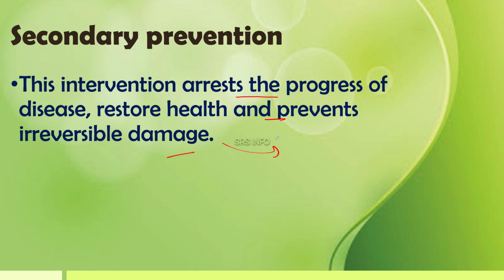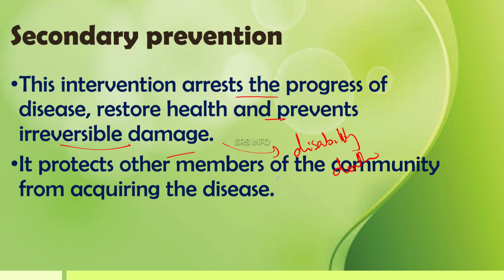What is irreversible damage? That is disability, partial or complete disability, and death. These are the irreversible damage. So by using the secondary preventive measures, we can prevent this irreversible damage. And the most important point is that secondary preventive measures protect other members of the community from acquiring the disease. We are living in such a pandemic situation, so there is no need to take any other examples. By isolating the patient, we can protect the patient himself and the community from spreading the disease to them. Clear? So these are the main goal or main objective of secondary prevention.